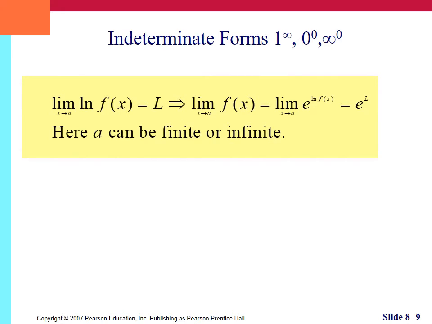Now let's see the other indeterminate forms: 1 to the power of infinity, 0 to the power of 0, and infinity to the power of 0. Here we will be using the natural logarithm to help us find the limits of this type of indeterminate form. The limit of ln of f of x as x approaches a is equal to L implies the limit of f of x as x approaches a is equal to e to the power of L. This is exactly the same as raising both sides to the base e, and then this gives us e to the power of L. Here, a can be finite or infinite.